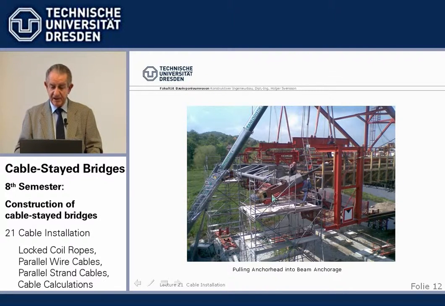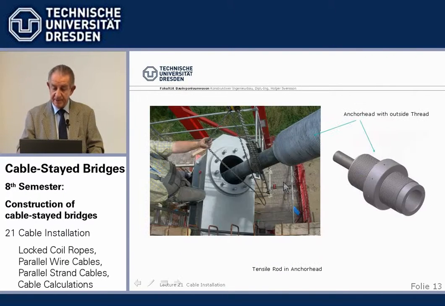We see here the overall picture. We have here the anchor head. The anchor head at the bottom is cylindrical, not a hammerhead. And then we have screwed this tensioning rod into the anchor head, and the tensioning rod continues to the hydraulic jack, which stands on a jack chair. We can see it here more in detail.